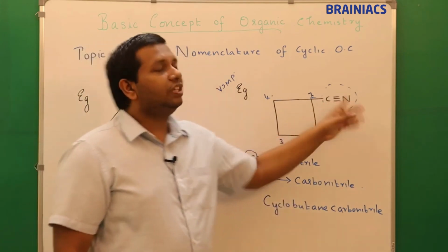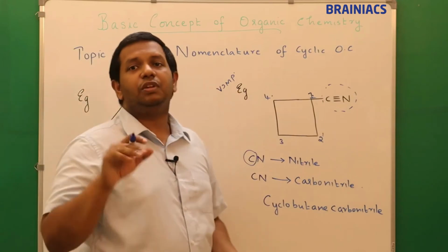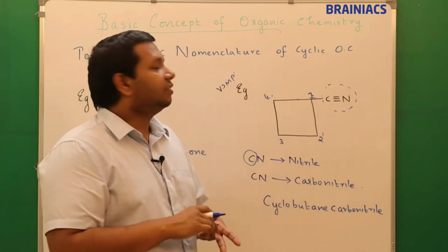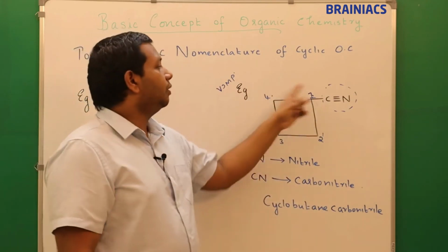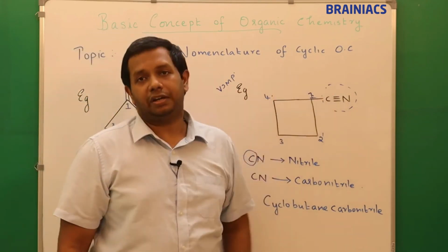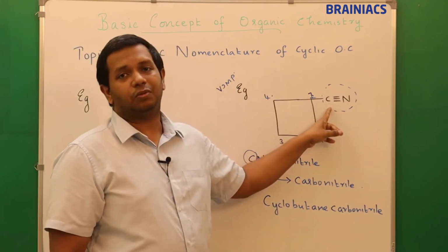Sometimes they may use CHO. In that case also, if the carbon of the CHO is included, then we use the term al. Otherwise, we use the term carbaldehyde. So the answer will be cyclobutane carbaldehyde. Understood? This is applicable only if there is only one carbon atom outside.